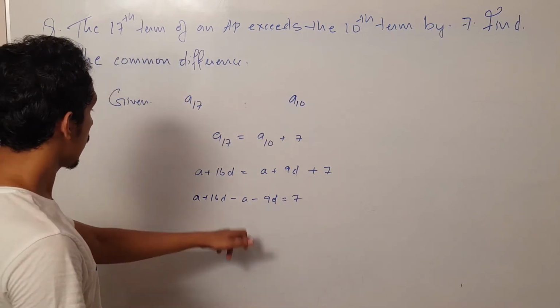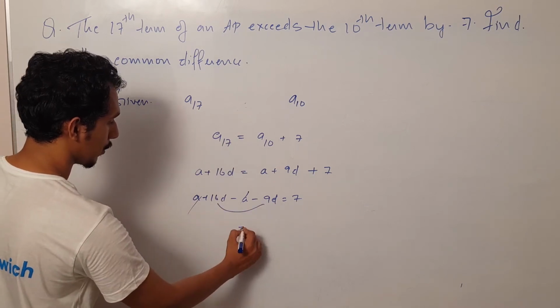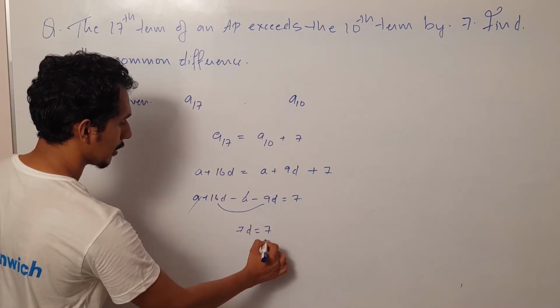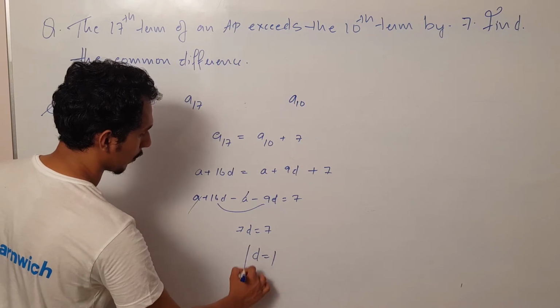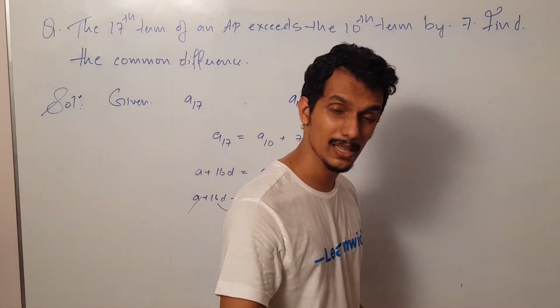Correct? Plus a minus a cancels. Okay, so you get 16 minus 9, which is 7 times d is 7, or you get simply d is equal to 1. Yeah, so simple question. Why is this even in the textbook?